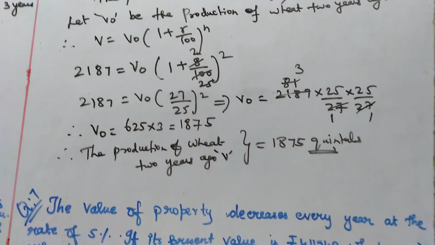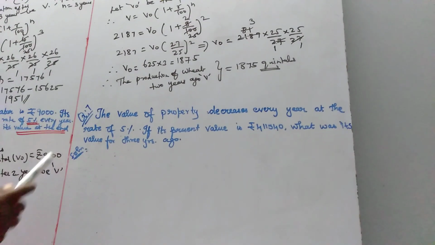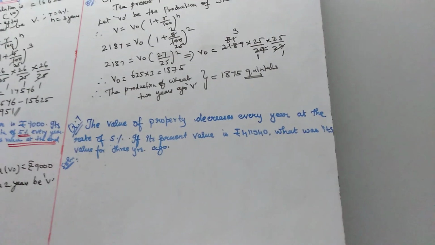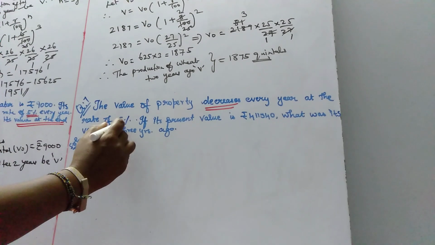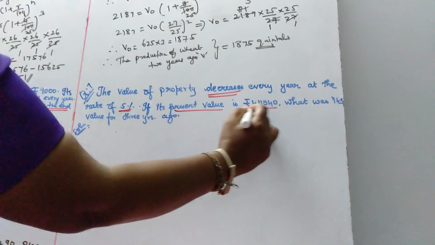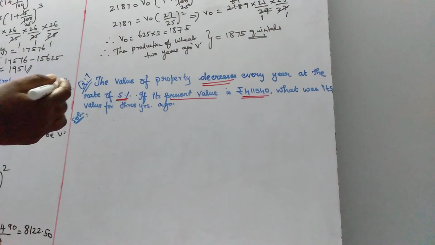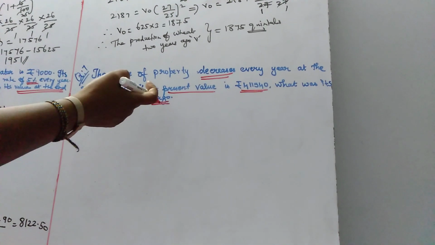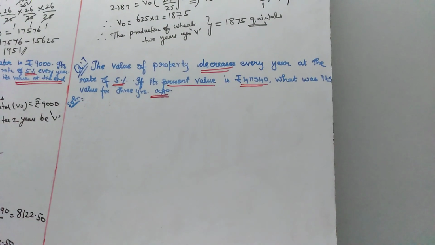Our next question is question number 7. The value of a property decreases, which is depreciation, every year at the rate of 5%. If its present value is 4,11,540, what is its value 3 years ago? So 3 years ago means we want to consider V as the present value, and keep it in mind, as I have already told.